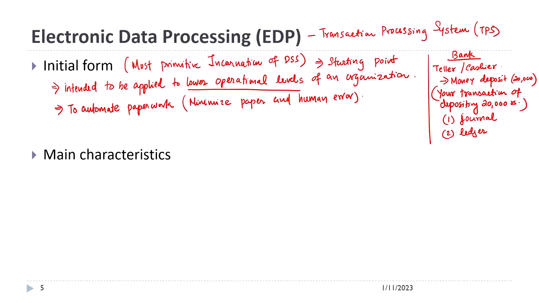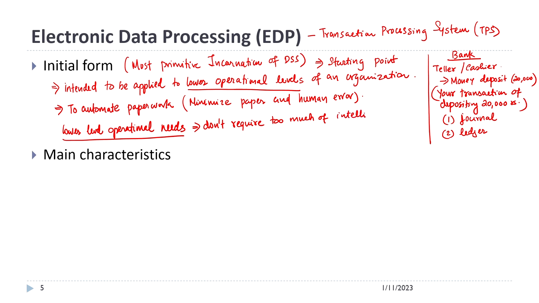So all of these things, what we call the lower level operational needs, don't require too much intelligence. These are mostly routine jobs. So for facilitating these routine jobs and minimizing paper and human error, we came up with electronic data processing. Another name for EDP is canned transactions. This canned transaction means they are pre-written computer programs.